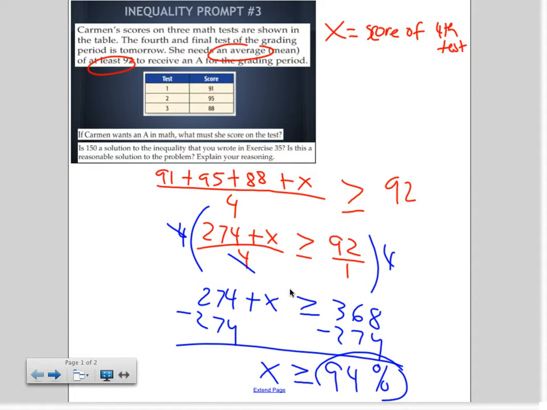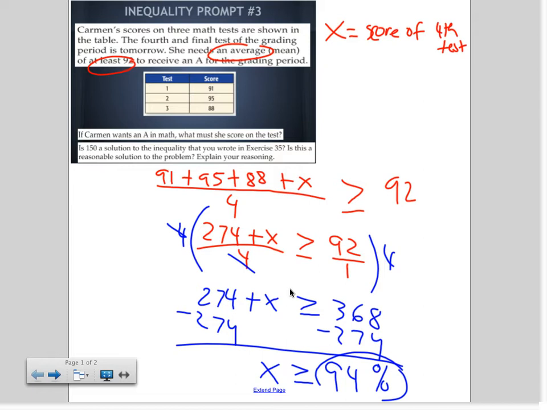The last question asked, is 150% a solution to the inequality you wrote in exercise 35? Is that a solution? Think about that. It says here that you need to score greater than or equal to 94%. Is 150 a solution? Yes or no? Why? Yeah, you plug it in. Is 150 greater than 94? So technically it is a solution, right?